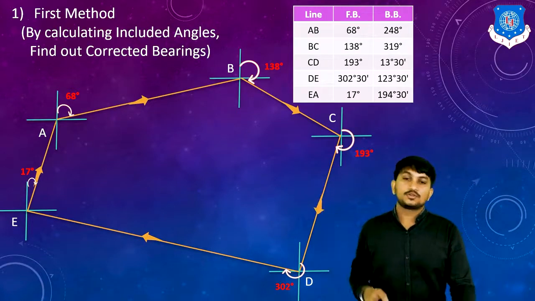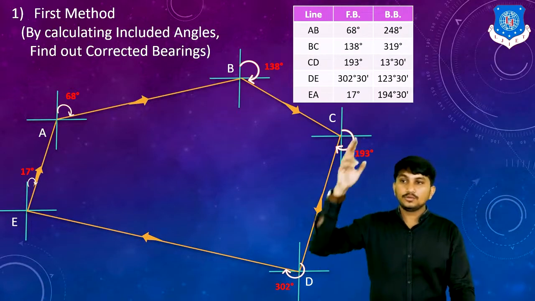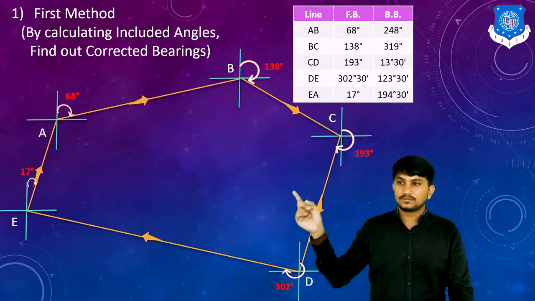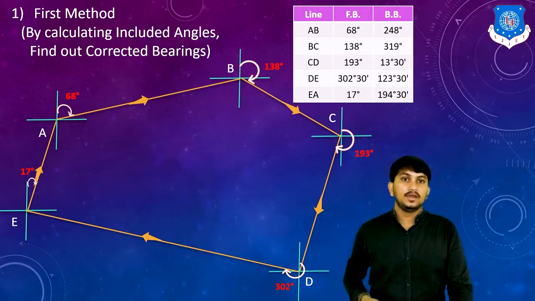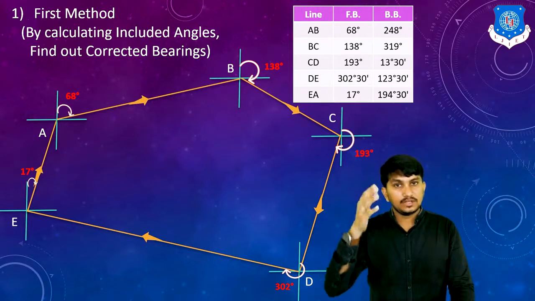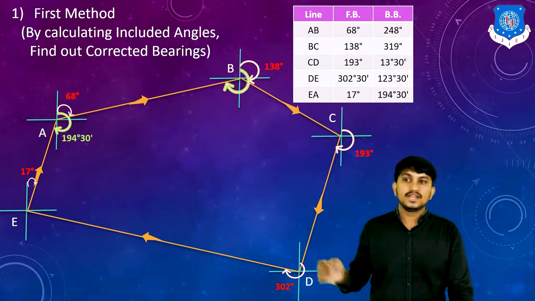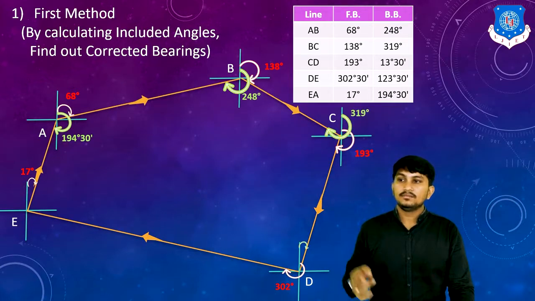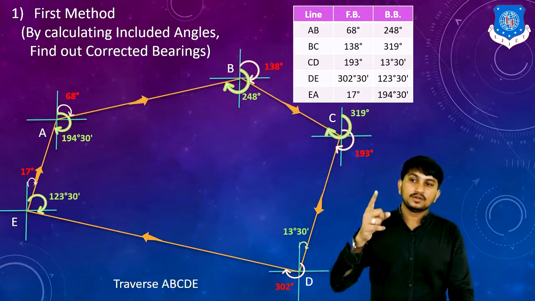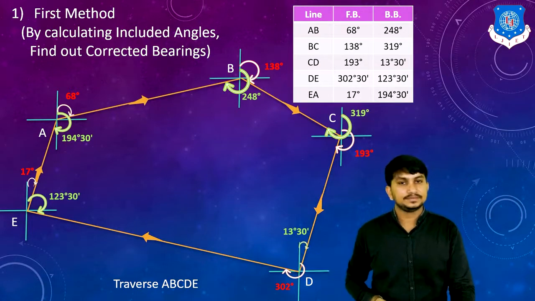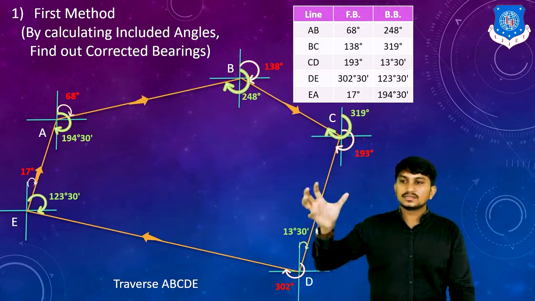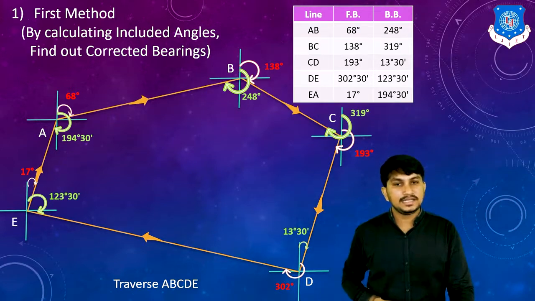For drawing the traverse, we have to use the fore bearing of each line. So after drawing the traverse using the fore bearing of each line, we have inserted the values of back bearings like this: back bearing of AB, back bearing of BC, back bearing of CD, back bearing of DE, and back bearing of EA. Okay, this is called traverse ABCDE.